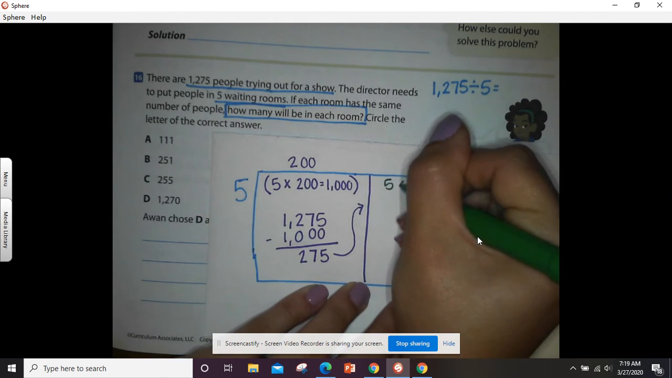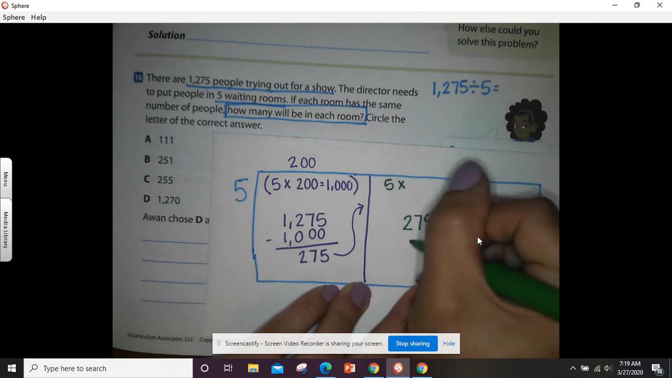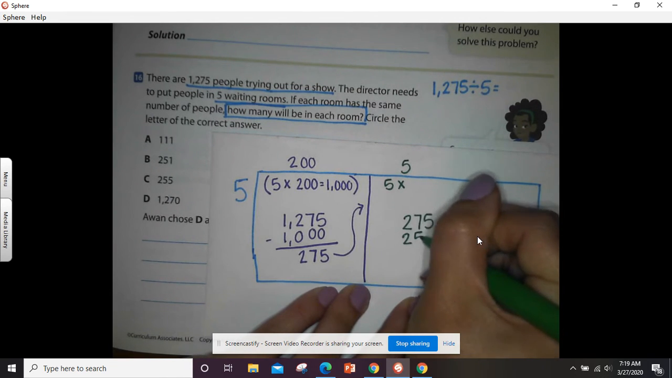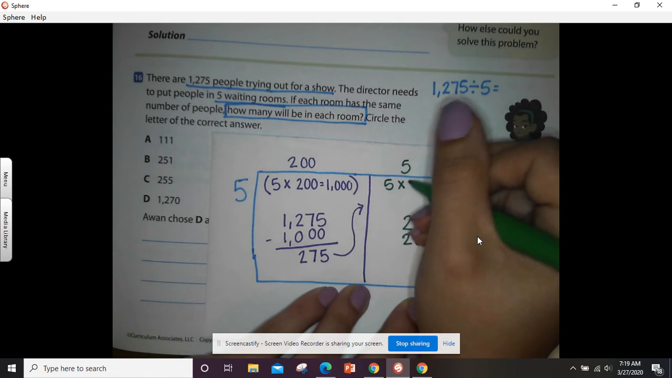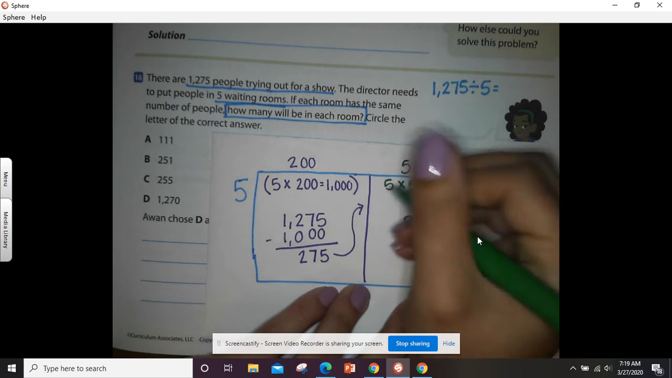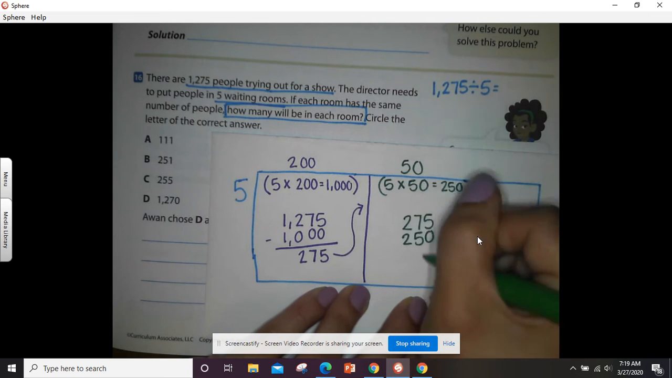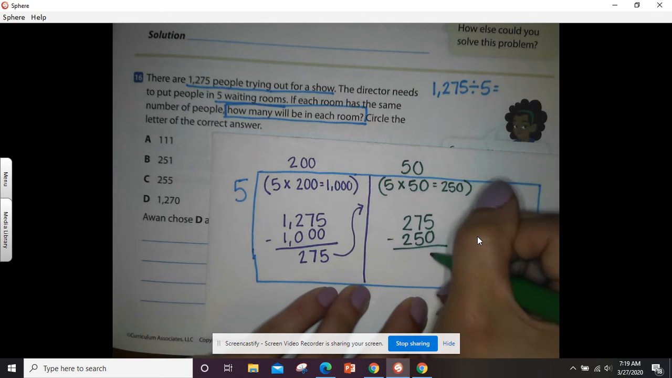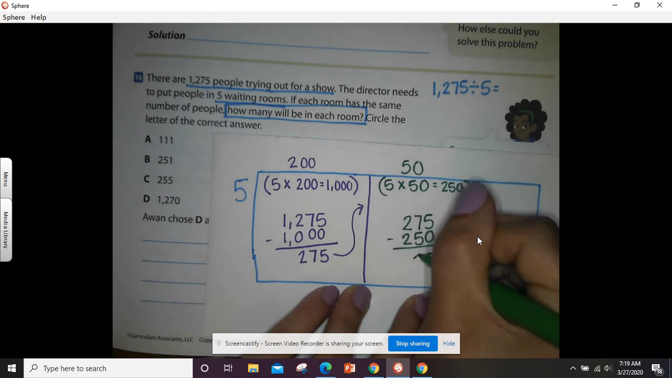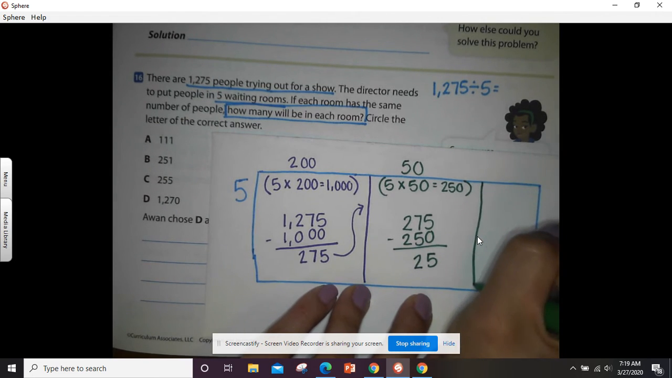So 5 times what is going to get me close to 275? You know, I know that 5 times 5 is 25. So then 5 times 50 should get me 250. 5 times 5 is 25 with a 0. Yes, that is correct. So let me go ahead and subtract. 5 minus 0 is 5. 7 minus 5 is 2. And 2 minus 2 is 0. So I'm left with 25.